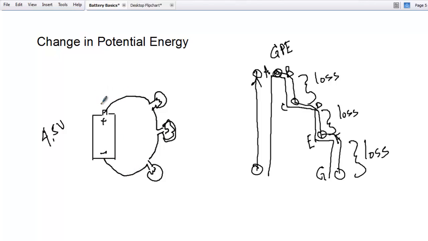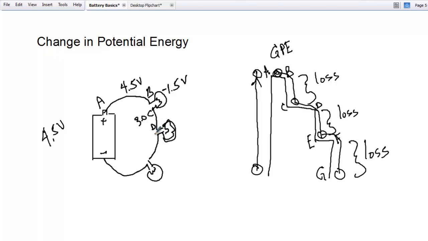Well, we have 4.5 volts of potential here at A, and as we go to B, there would be no voltage loss across here, so we'd have 4.5 volts available. But as we go from B to C, that's the same as this drop over here in the waterfall. From B to C, since there's 3 bulbs here, we would lose 1.5 volts, which means at C, we'd only have 3 volts available to us. Move from C to D, there'd be no change.